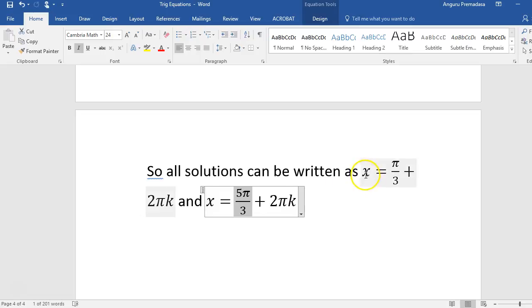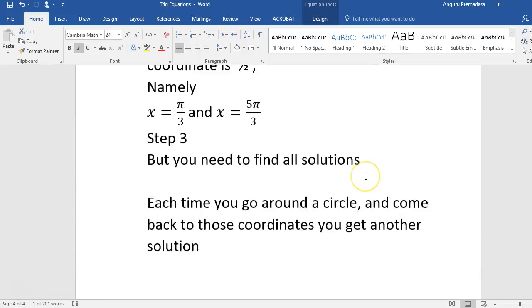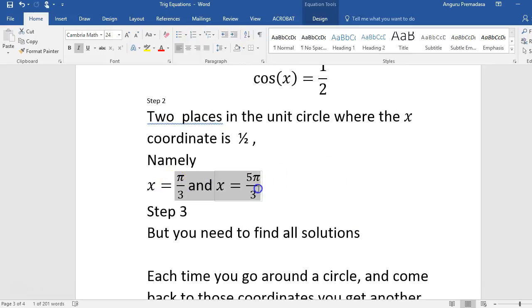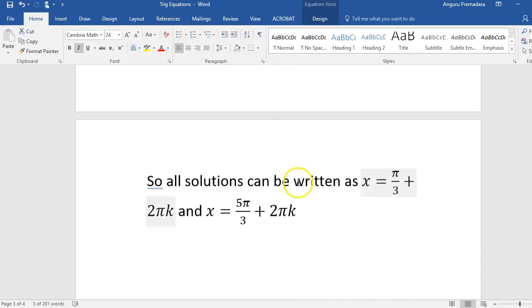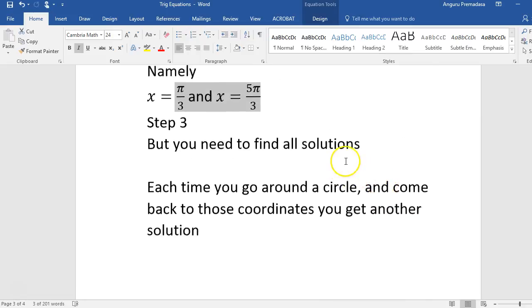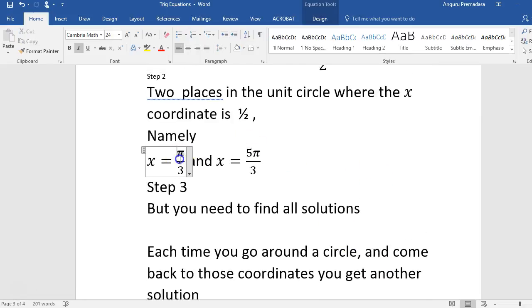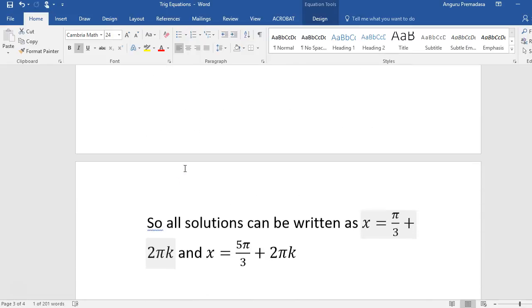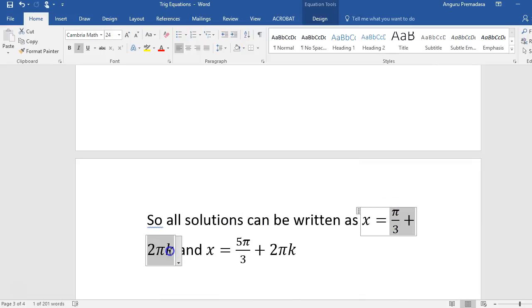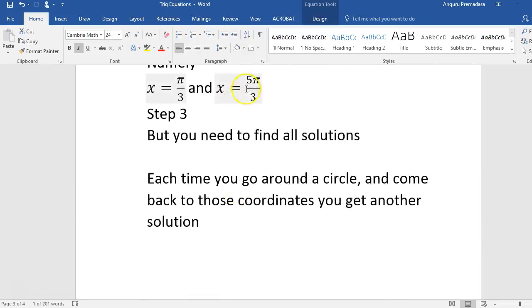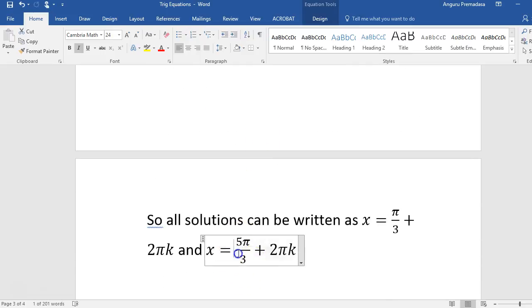So in general, it is very simple. In step 2, you find the two angles, and then you just add 2 pi k. So you add 2 pi k to pi over 3, so it's pi over 3 plus 2 pi k. And you add 2 pi k to 5 pi over 3, and then you get 5 pi over 3 plus 2 pi k.